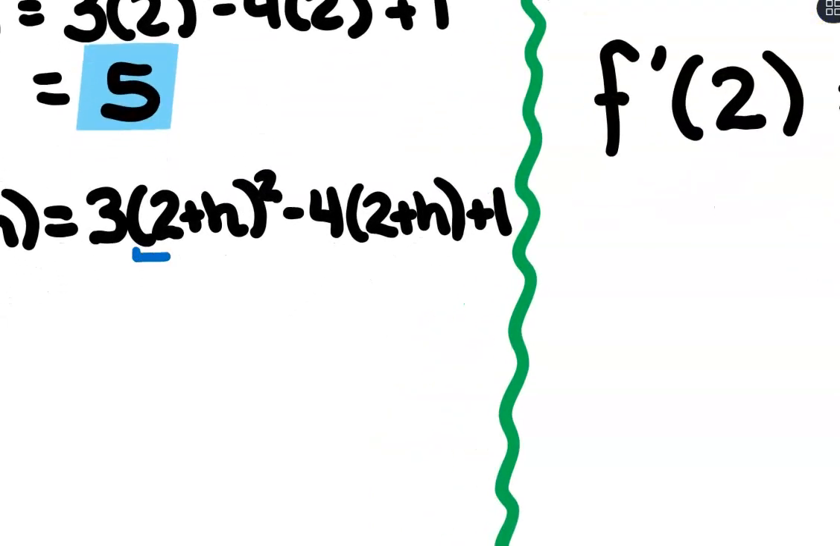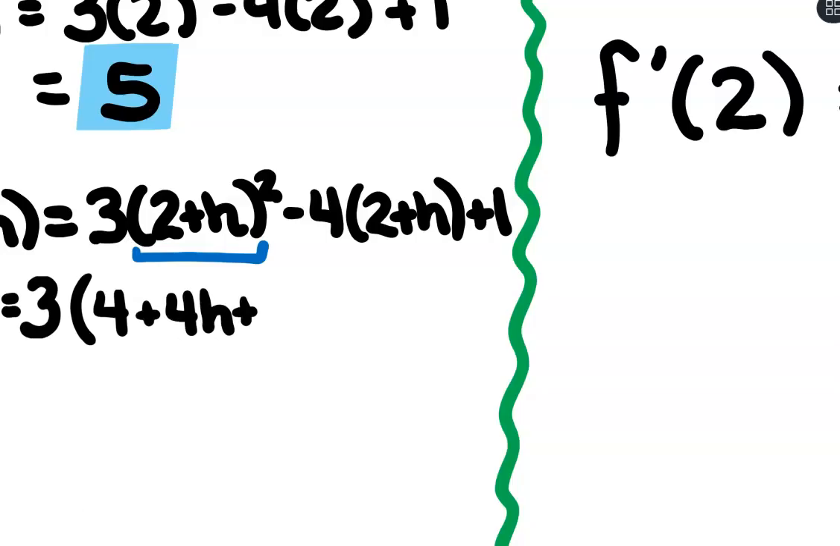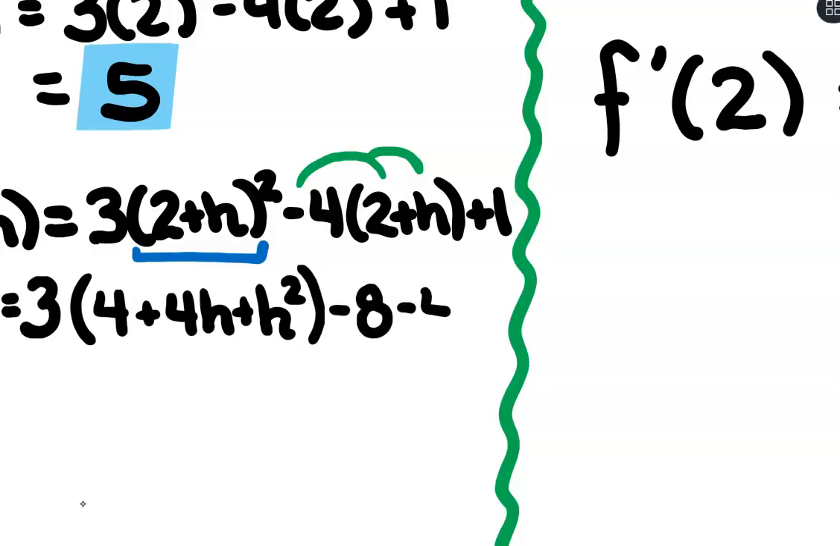So first thing I need to do is expand out this 2 plus h squared. So I'm going to have this 3 multiplying, and then 2 plus h times 2 plus h is going to give me 4 plus 4h plus h squared. Again, all coming from the multiplication of two binomials using FOILing. Distribute the negative 4 in, so negative 4 times 2 is a negative 8, minus 4h, and I still have that plus 1 at the end there.